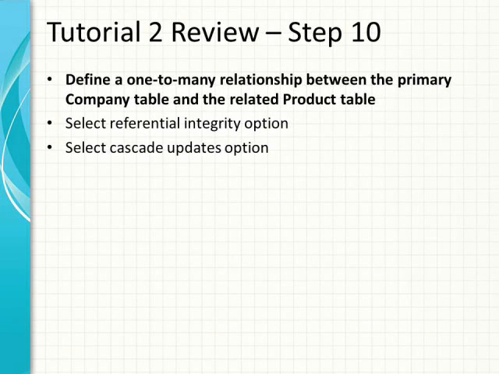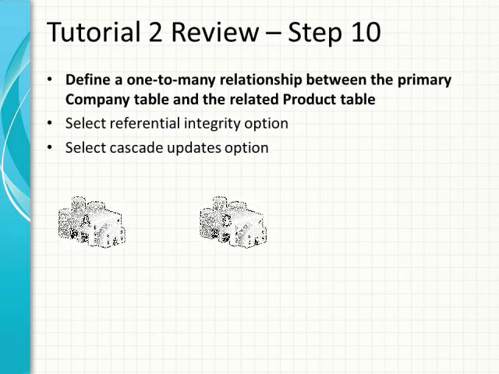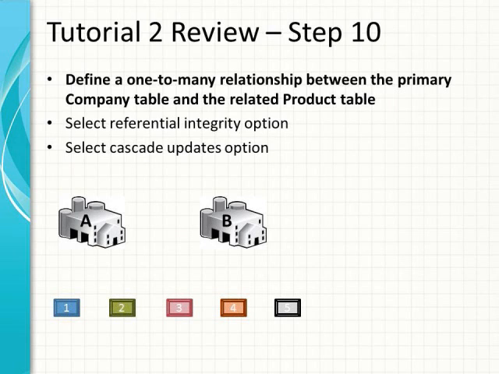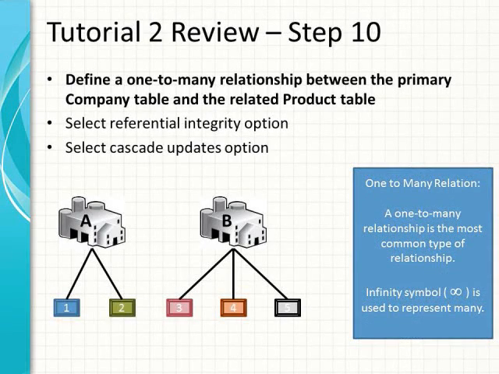Let's take a look at the first part of that instruction, to define a one-to-many relationship between the company table and the product table. Let's take an example that we have two companies, A and B, and that we have 5 separate products. And we can associate one or more products that come from a particular company. So here we see that 1 and 2 come from company A, and products 3, 4, and 5 come from company B. Now, 2 notes.